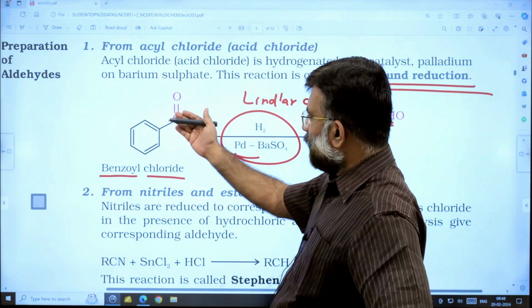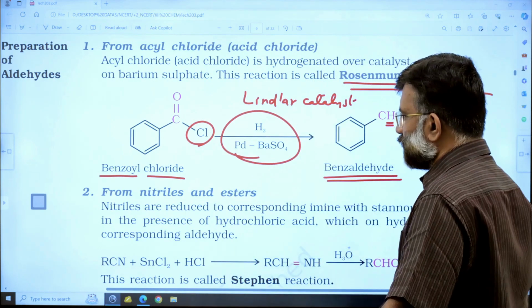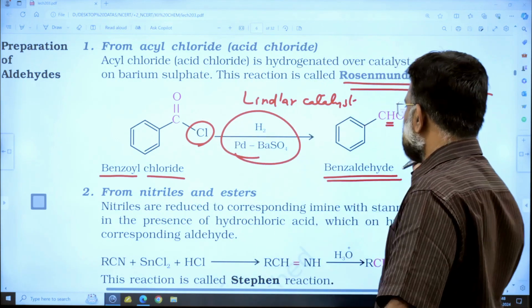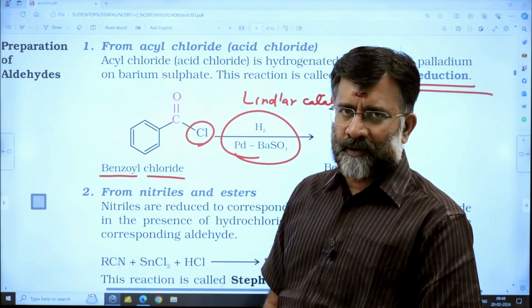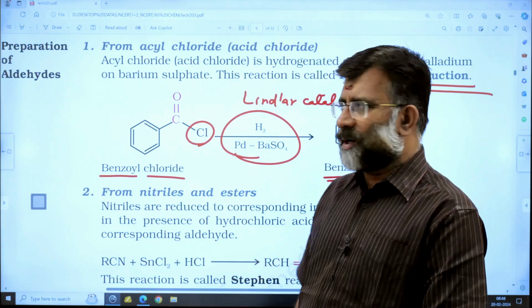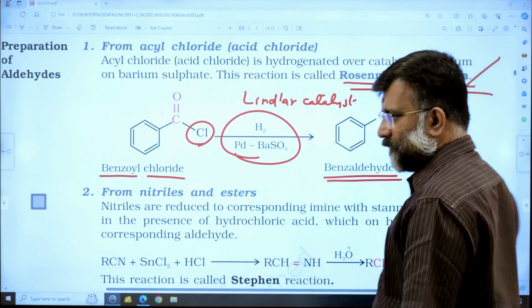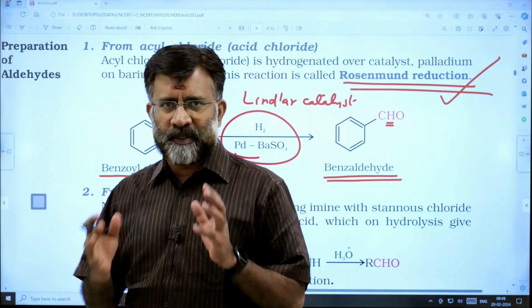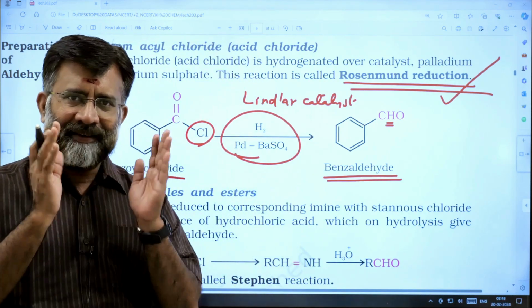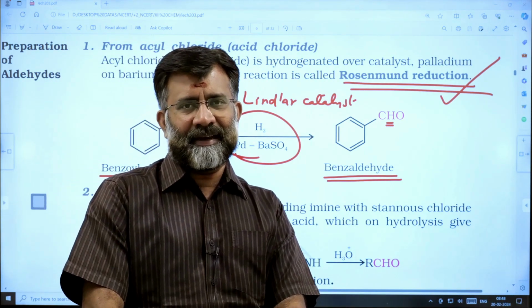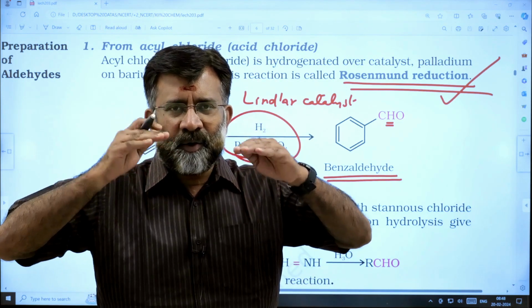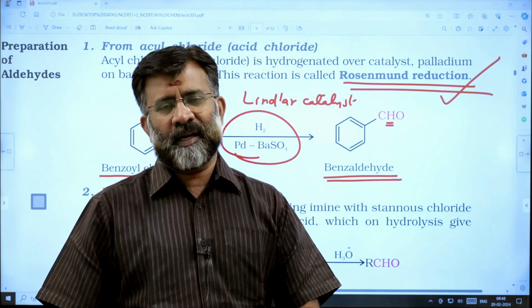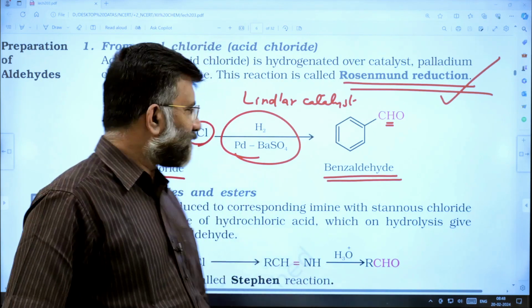Acid chloride treated with the Lindlar's catalyst, that chlorine replaced by hydrogen, you get aldehyde. Benzoyl chloride converted to benzaldehyde. The very popular one, Rosenmund reduction. What is the speciality of the catalyst? Lindlar's catalyst is used. What is Lindlar's catalyst? The catalytic activity of palladium controlled, suppressed by adding certain components. Right?